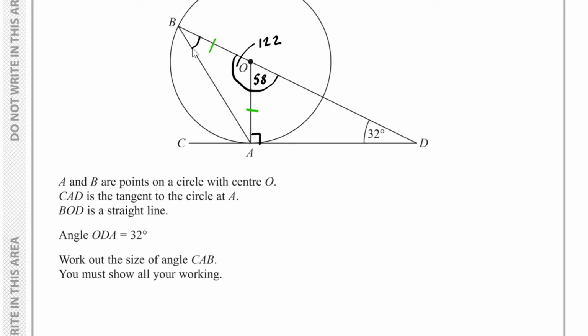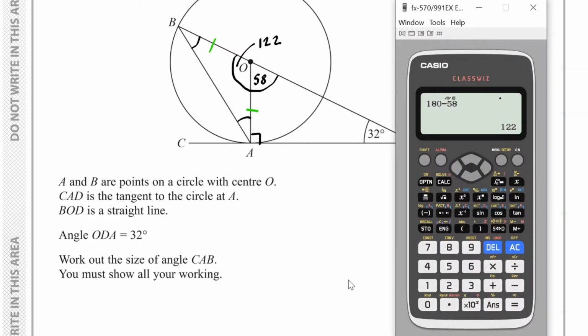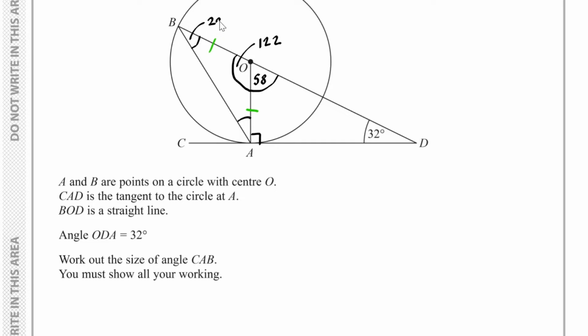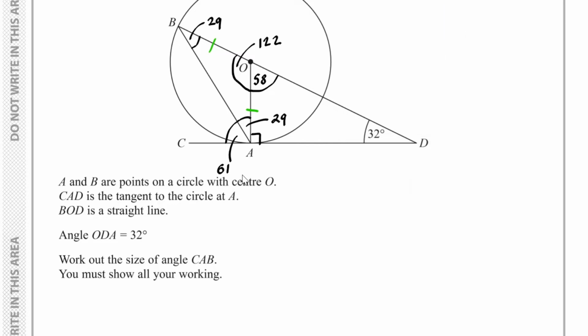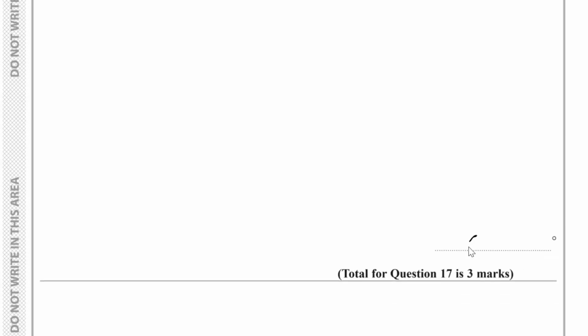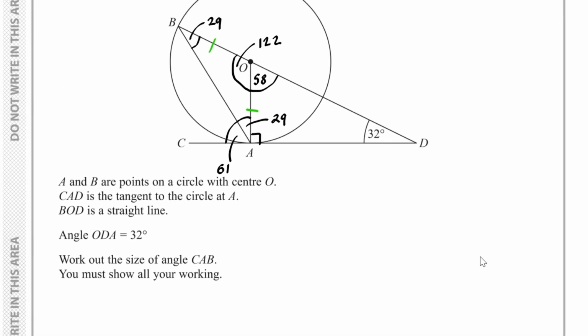And to find out what this angle is, and also this angle, we recognize here we have an isosceles triangle. So 180 take away 122 and divide this by 2, turns out we get 29. So this angle here is 29 degrees. This angle here is 29 degrees. And our job is to find out what this angle is over here. And to do this, we have a right angle. So 90 take away 29, that's equal to 61. So this angle here is 61 degrees. And it's perfectly fine for you to show all your working out on the diagram.